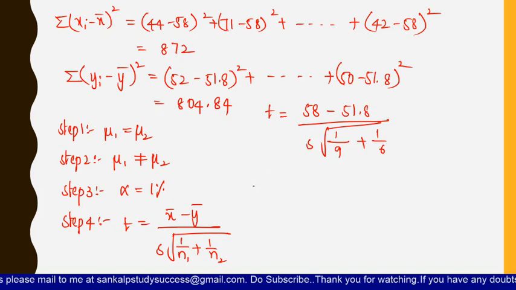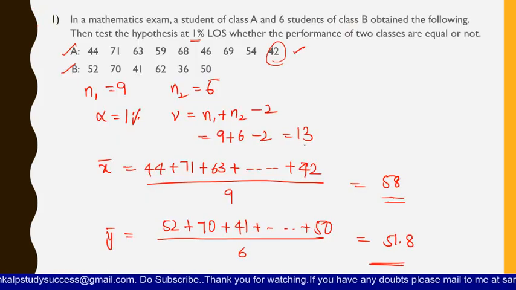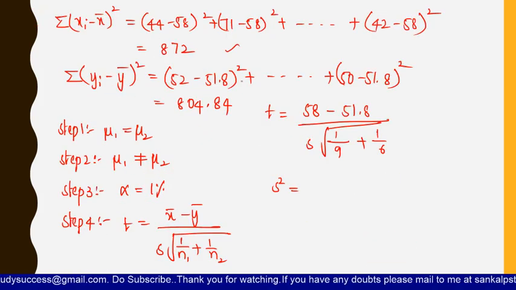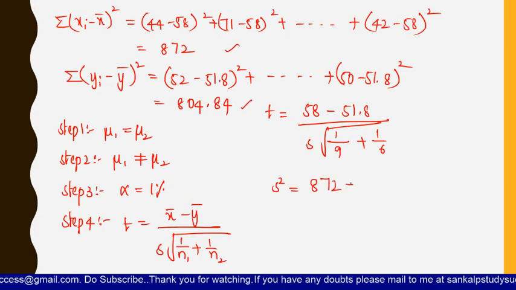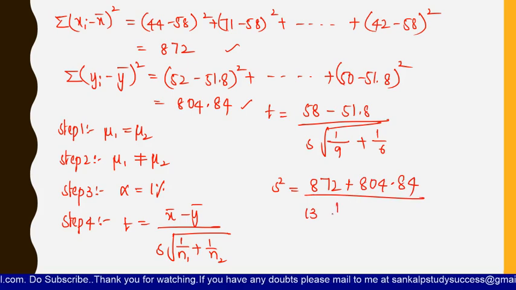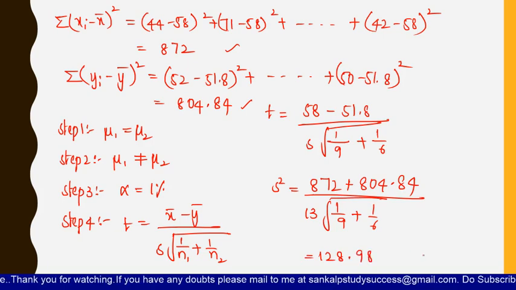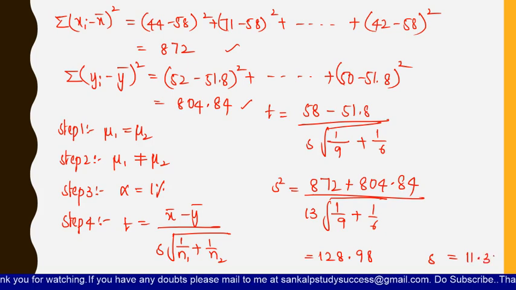Now what is s square? S square is nothing but, we are having the formula here, the sum of both the variations divided by n1 plus n2 minus 2, right? n1 plus n2 minus 2 is 13. So you just have to add this and divide by 13. That means 872 plus 804.84 divided by 13. So the s square value we got is 128.98. Therefore s is equal to 11.35, which is the square root of s square. This is the fourth step.